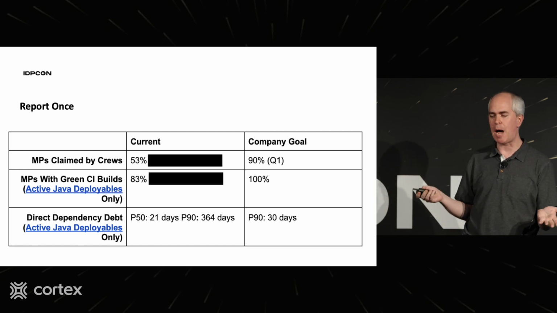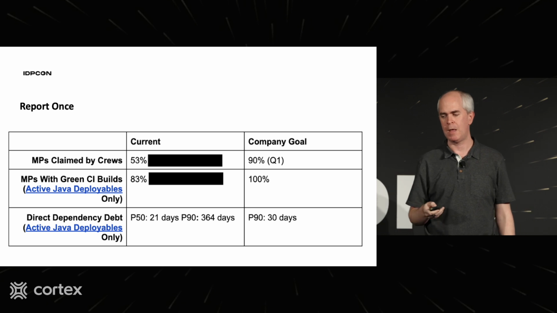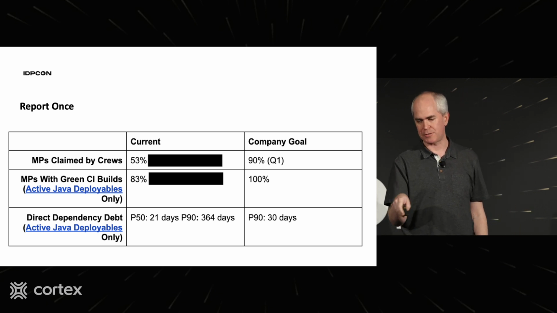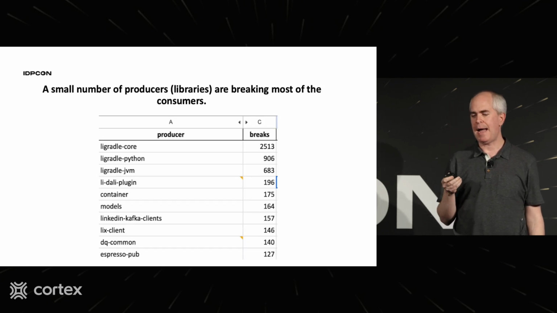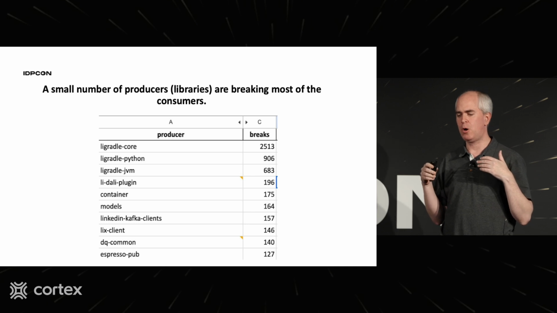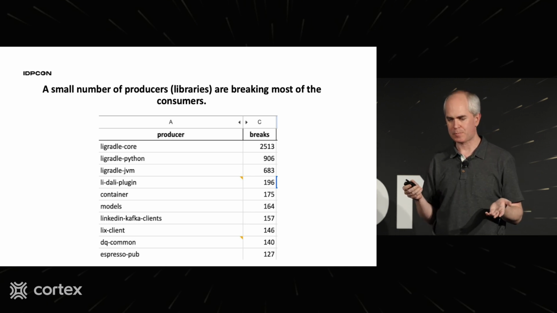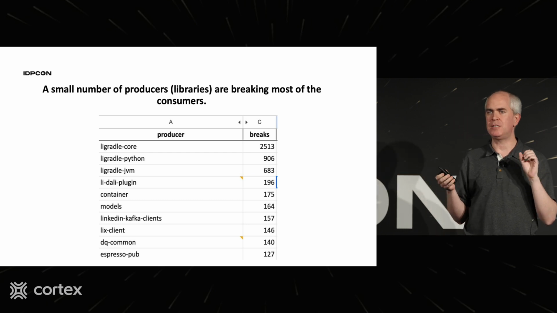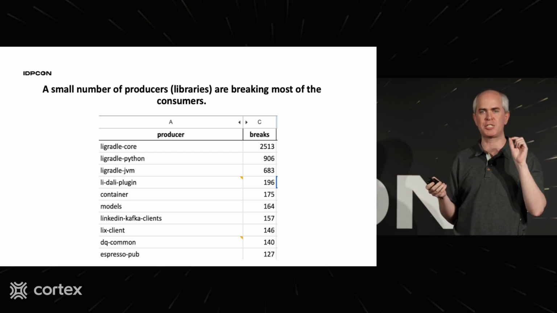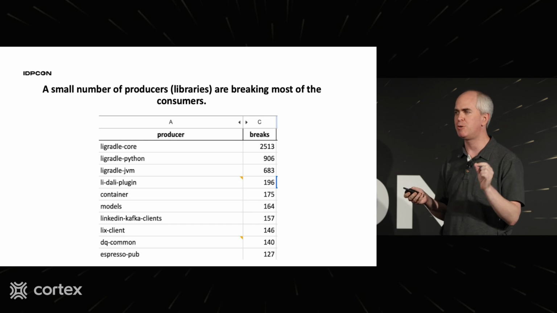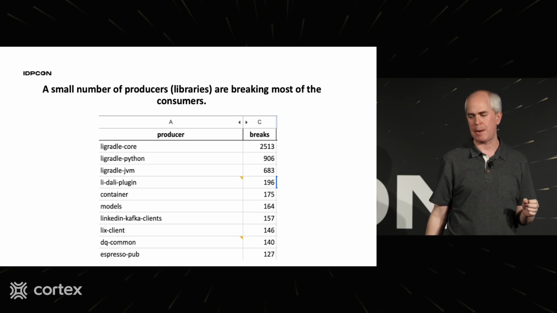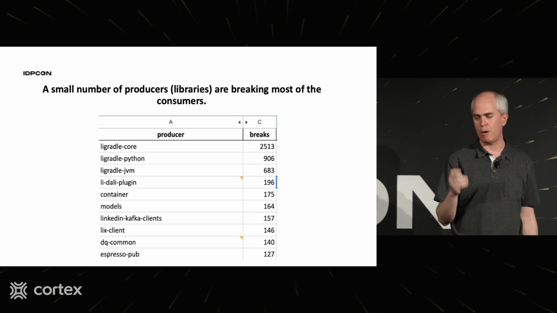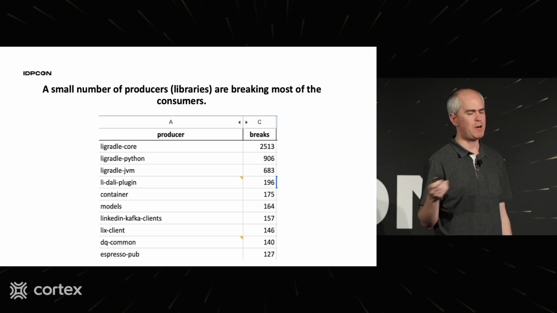This is the table at the top of that report, and there are tables below it in the report. There are 3 metrics in there, because we're moving all 3 at the same time. As part of this, we also discovered that it's not just dependencies that are breaking. It's actually a small number of dependencies that are breaking most of the consumers. You can see here the actual names of the libraries we have internally that were breaking most of our consumers. This is mostly not the fault of those library producers.